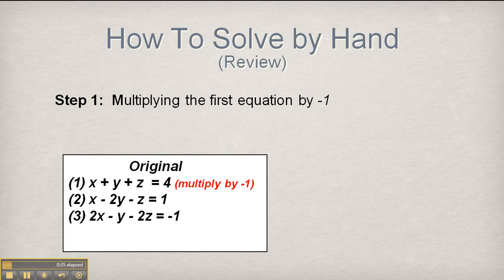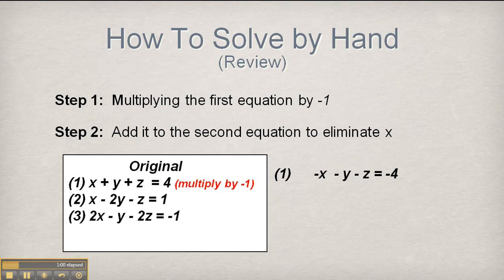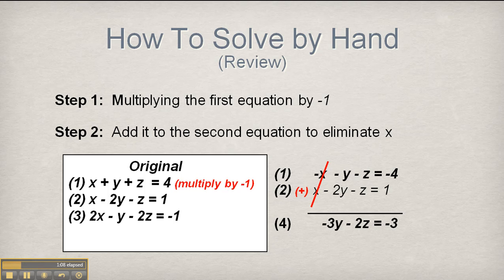The first step we're going to take is to get the first equation, multiply it by -1 to yield the results over here. Make sure that you do not forget to multiply this 4 by -1. A lot of people forget to take that to the other side of the equal sign, and then it makes a mess at the end. So make sure that you multiply the right side of the equal sign. The second step, we're going to add it to the second equation here. And when we add those together, we eliminate the x variable, and we have just created equation 4, and we only have the variables y and z left now.